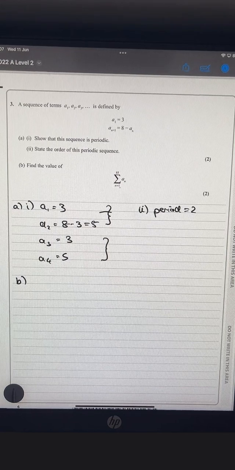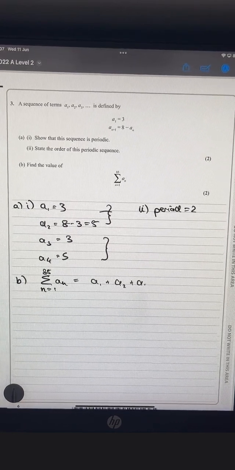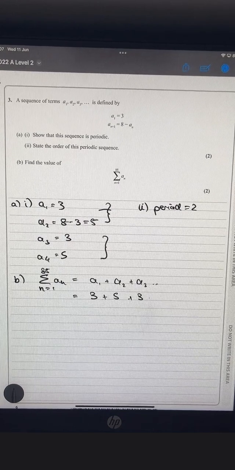So we are summing from n equals 1 to 85 all the terms, and they follow this recurrence relation. So I'm just going to write that out. The sum from n equals 1 to 85 of a_n is going to be equal to a1 plus a2 plus a3 and so on. That's basically how this works, because it's a sum, right? So a1 I know is 3, a2 is 5, a3 is 3, and a4 is 5, and that just goes on all the way up to 85.